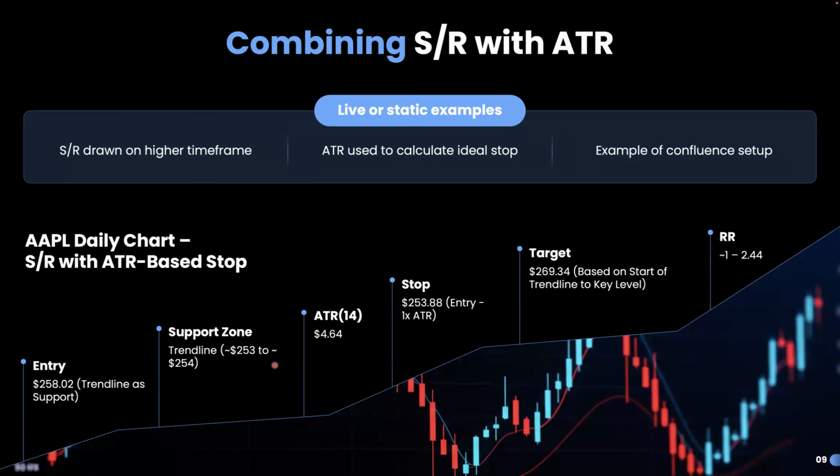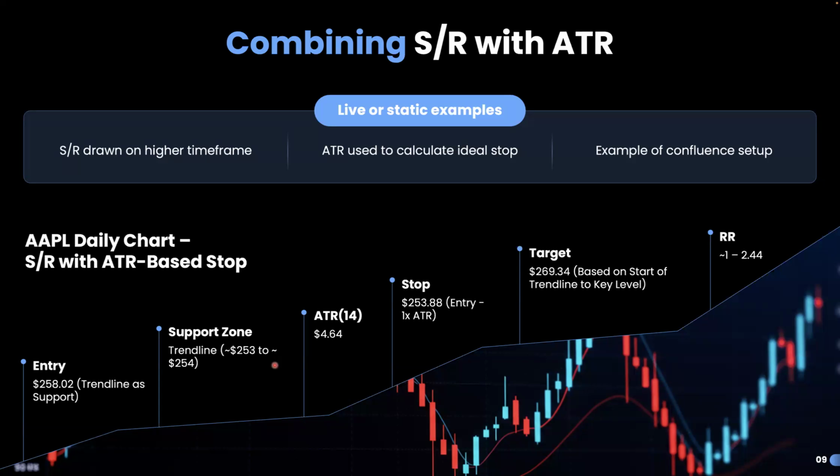Perfect. All right. Let's combine support and resistance with the ATR. Live statistics. We're going to look at support and resistance drawn on a higher time frame. We're going to talk about ATR used to calculate the ideal stop and an example of a confluence setup. So let's look at this Apple daily chart, support and resistance with ATR and a base stop. We're going to say that the entry is going to be at 255.02.